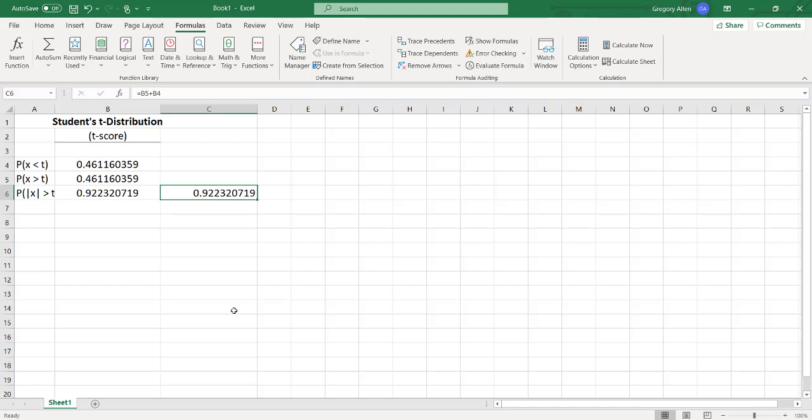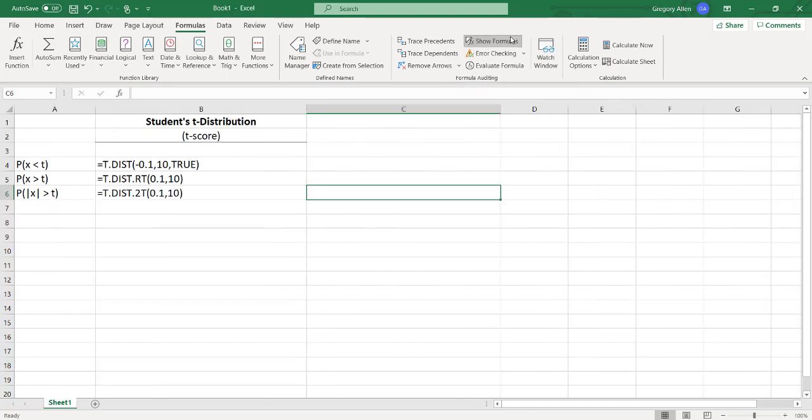Nice little shortcut. So if you're trying to find the two-tailed area, you don't have to find the upper and lower and add them, or find the upper and double it, any of that kind of thing. You can just go straight to the final result. Okay, so those are probabilities.